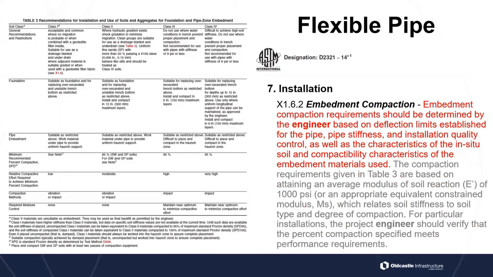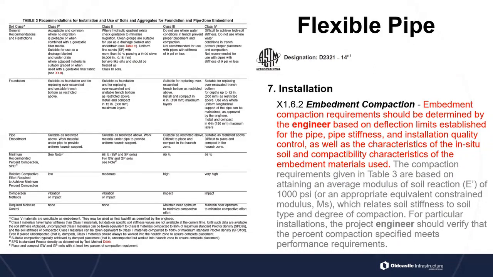As we look at section X1.6.2, embedment compaction, it says embedment compaction requirements should be determined by the engineer based on deflection limits established for the pipe stiffness, and installation quality control, as well as the characteristics of the in situ soil and compactability characteristics of the embedment materials used.